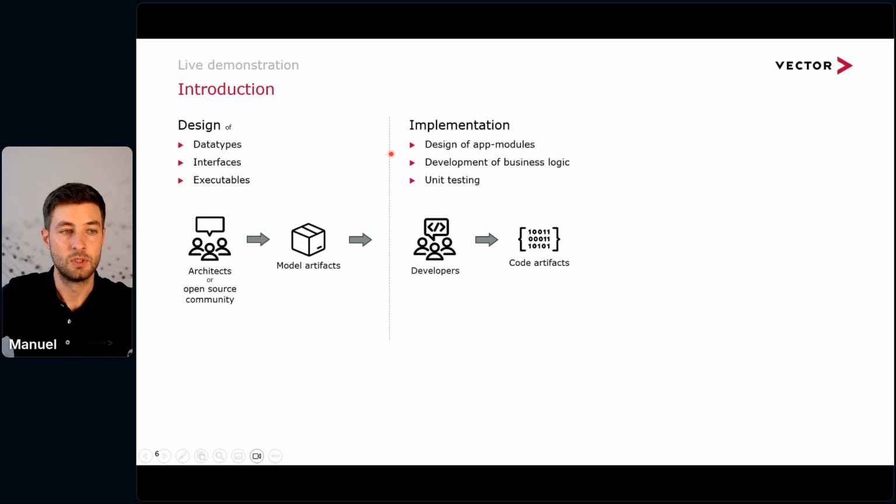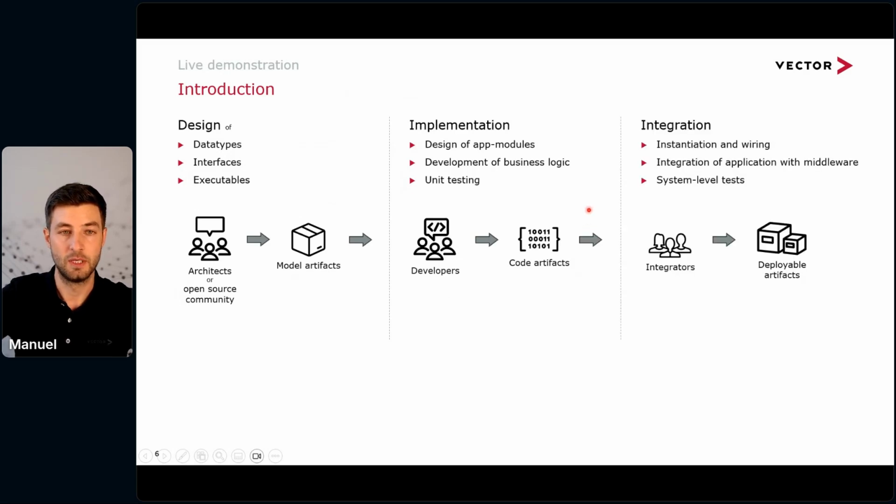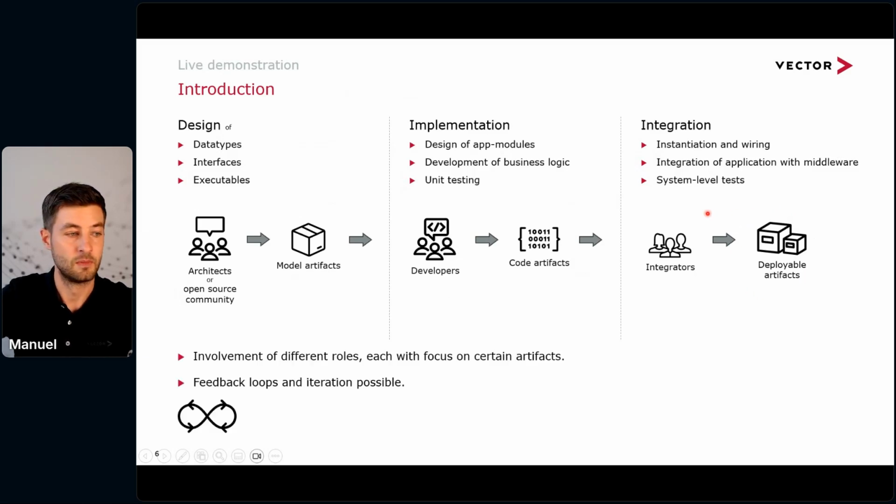Design of application modules, development of the business logic, and unit testing. This is the scope of the developers. And finally, we have the integration stage where we have instantiation steps to do. So we need to instantiate the application modules, the platform side, and to wire them among each other. So basically integration of application with the platform, with the middleware, etc. And this also allows us to do system level tests of our created deployable artifacts.